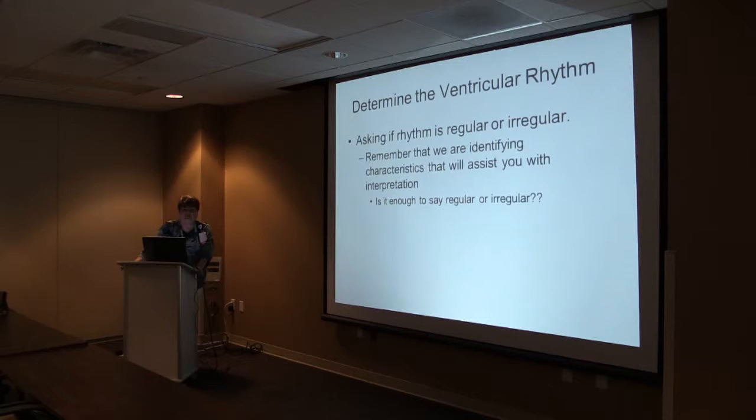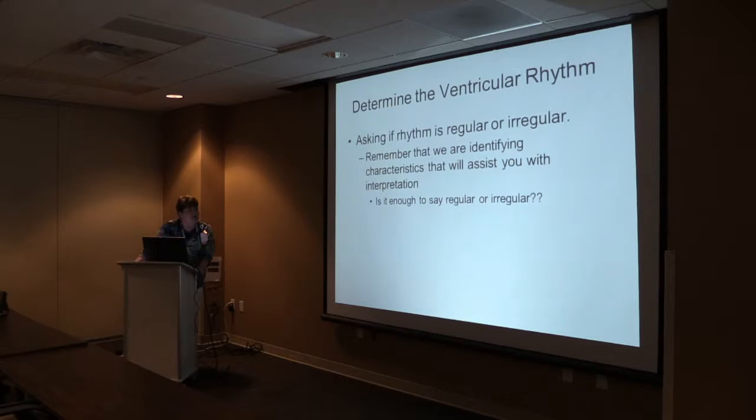The next step is determining the ventricular rhythm. We want to know if the heart rate is in regular rhythm. Is it regular or not? Or is it irregular? Or is there irregular regularity? Or is it totally irregular? So what we want to do is see if the RR intervals are the same.